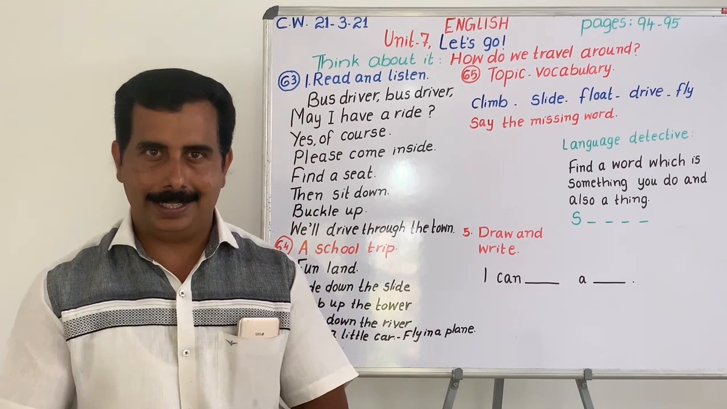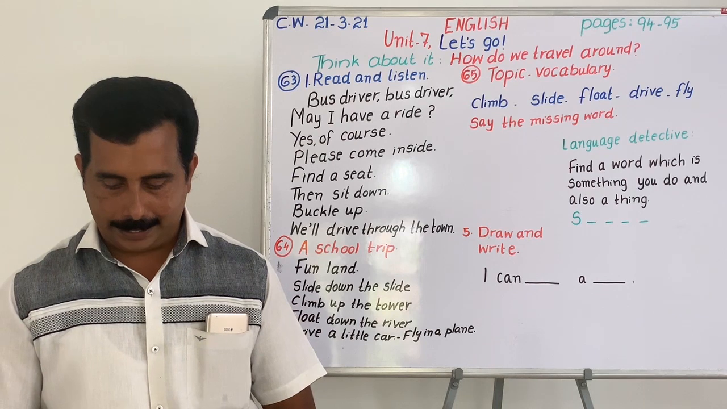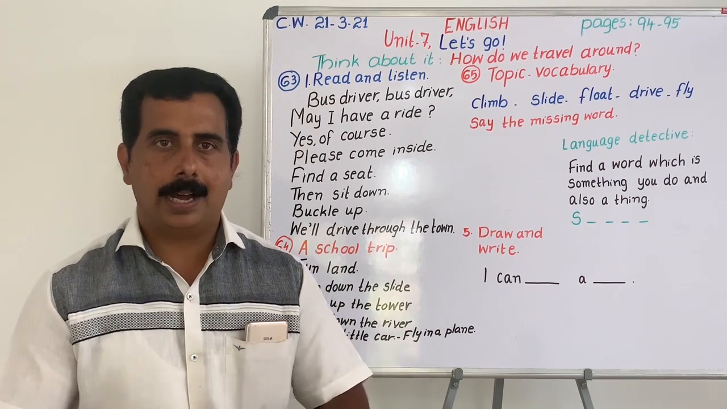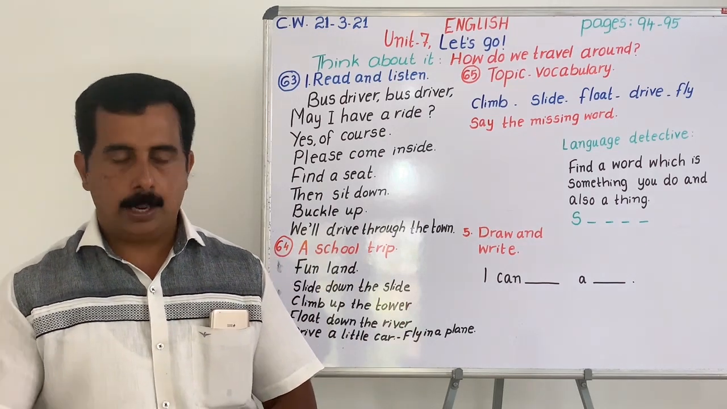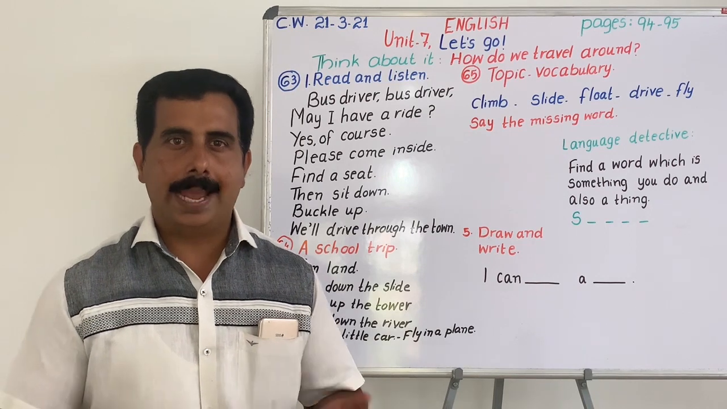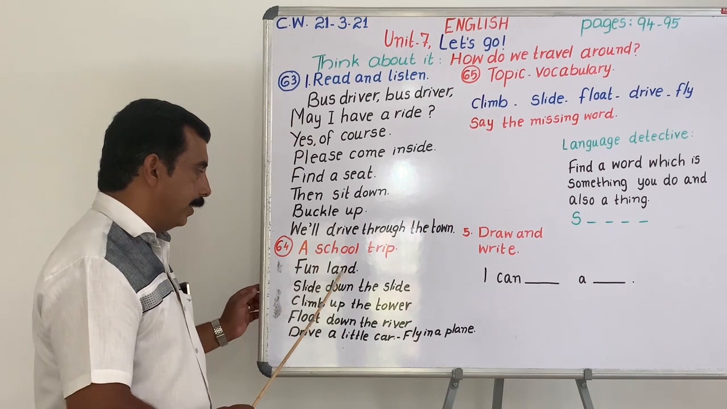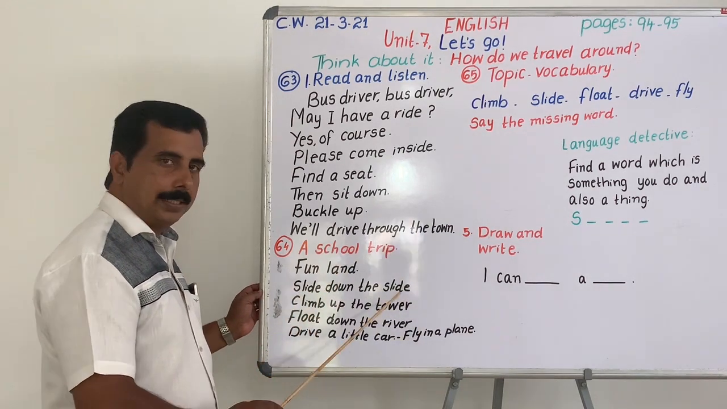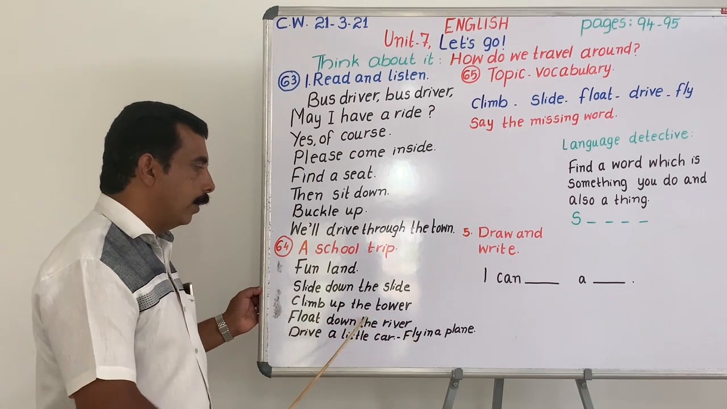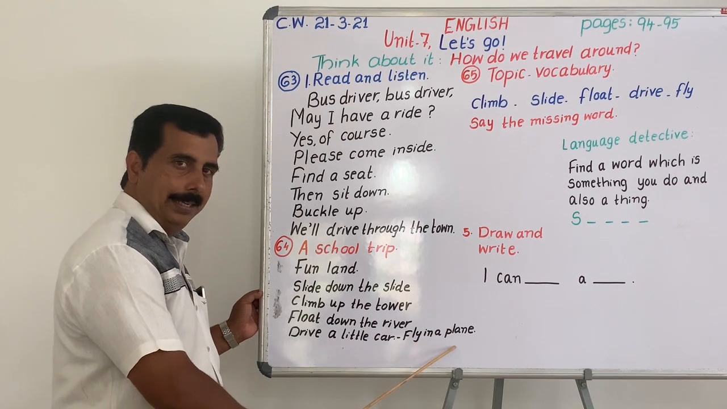As you reached there, a slide is there, okay, a tower is there, a river is there, okay, a little car is there, and a plane is there. Students are very happy. Students enjoyed a lot. And okay, look at here, Funland. In a Funland, you can slide down the slide. Yes, you can climb up the tower, you can float down the river, you can drive a little car, and you can fly in a plane.